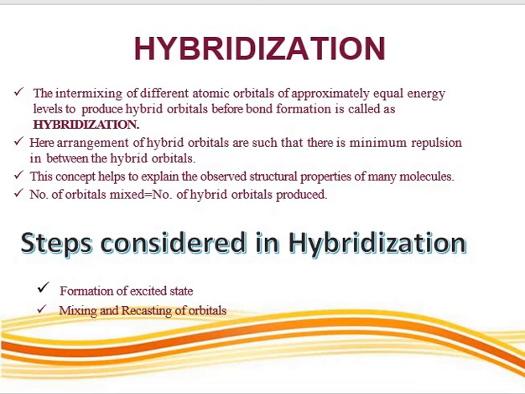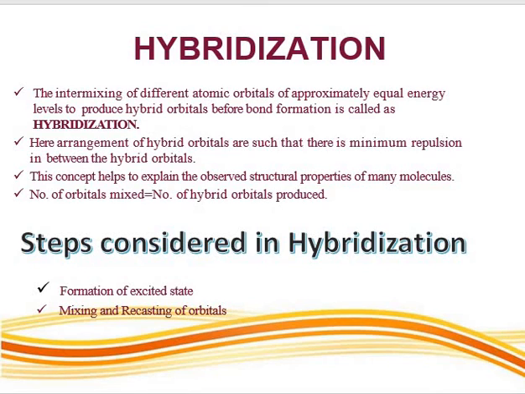For example, beryllium. Beryllium has valency 2. Beryllium electronic configuration is 1s2, 2s2. In the second shell, 2s is present and 2p is also present, which is vacant. Now, in the beryllium atom 2s will be excited, and one electron from 2s will jump into one 2p orbital. This is called the excited state of beryllium atom.